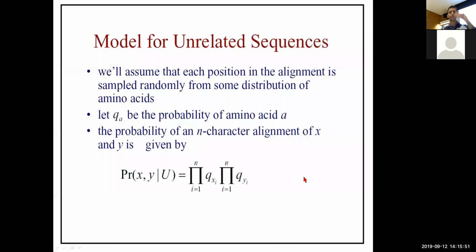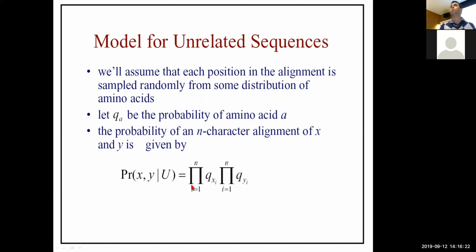Okay? Let's work out the math. So what's the model for unrelated sequences? The probability of X and Y aligning on top of each other given unrelated is simply, what's the chance of seeing an A here and the chance of also seeing an A there? That's just simply the frequency with which I see A randomly. So that's the frequency of A, and the product of that is just the probability of seeing A on top of A just by chance. The more frequent A is, the more frequent this happens by chance.